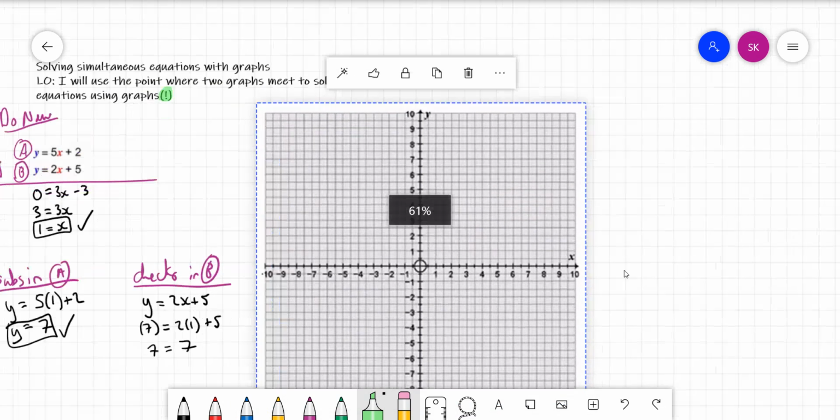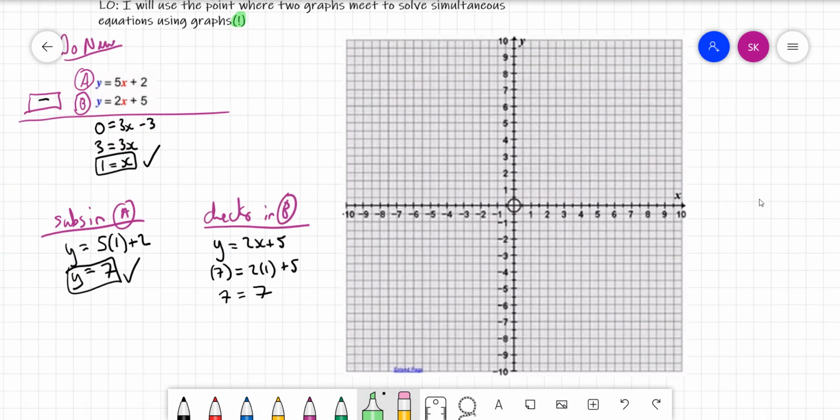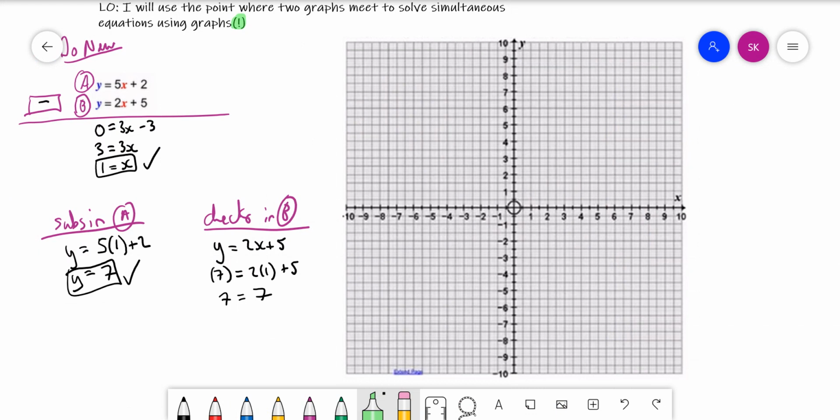So here is my grid. I'm going to quickly draw both of these graphs. I'm going to do equation A in this yellow color here. Hopefully you remember all graphs are in the form y equals mx plus c, where m is the gradient. Gradient is, for every one to the right, how much up or down. So for graph A here, the gradient is 5, which means for every one to the right, it goes up by 5.